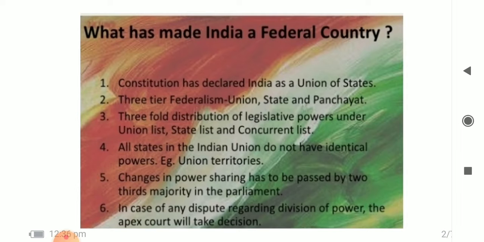So the Constitution originally provided for a 2-tier system of government: the union government, what we call the central government, representing the Union of India, and the state government. Later, a third tier of federalism was added in the form of panchayats and municipalities. As in any federation, these different tiers enjoy separate jurisdiction. So the Constitution clearly provided a 3-fold distribution of legislative power between the union government and the state government.